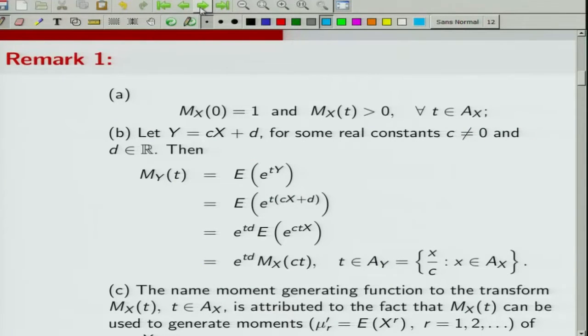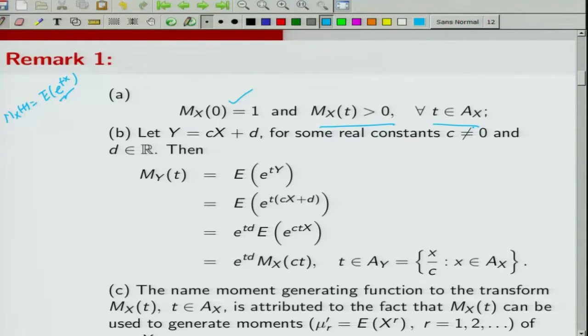Now one thing is clear, M_X(0) is 1, that is what we have seen, because your M_X(t) is the expected value of e to the power tX. So M_X(0) would be the expected value of e to the power 0 times X, which is the expected value of 1, so M_X(0) is 1. Another thing is e to the power tX is always strictly positive. So M_X(t) would always be greater than 0, because the exponential is always greater than or equal to 0, and in fact since X is real valued, it would always be strictly greater than 0 for every t belonging to A_X. So these are the two properties which the moment generating function possesses.